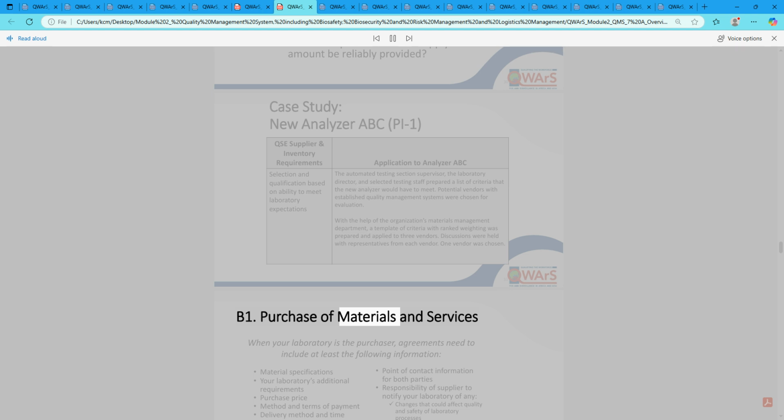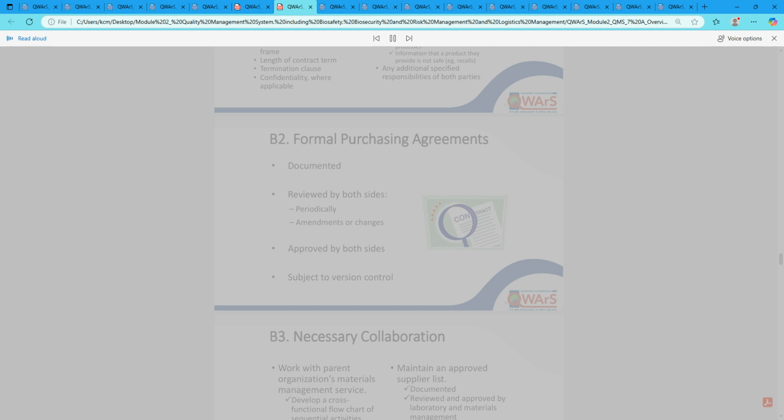B1. Purchase of materials and services. Material specifications, your laboratory's additional requirements, purchase price, method and terms of payment, delivery method and time frame, length of contract term, termination clause, confidentiality, where applicable.